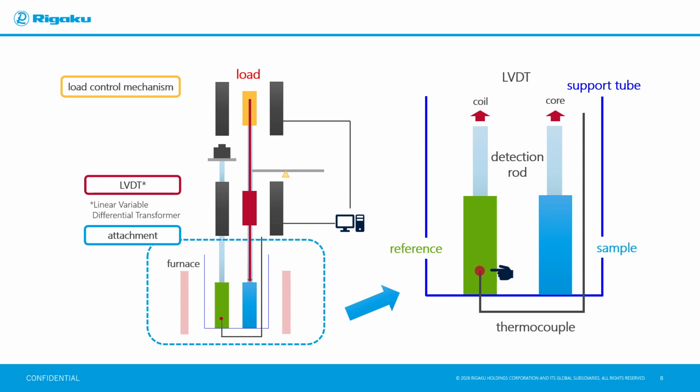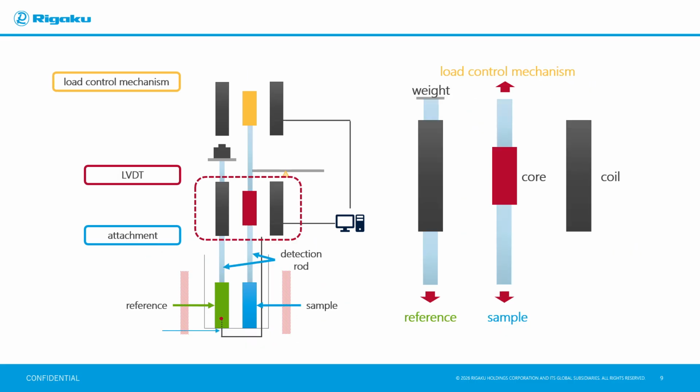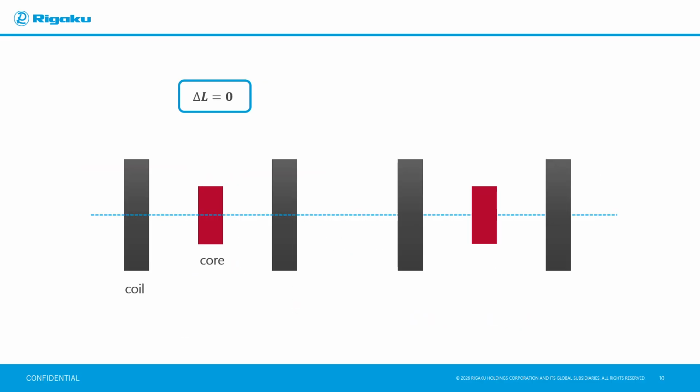Next, we will explain the differential transformer located at the top of the attachment. The differential transformer consists of a core and coil that move independently of each other. The displacement of the core and coil is output as the TMA curve. Let's look at the movement of the differential transformer in detail. The role of the differential transformer is to output changes in the relative position of the core and coil, that is, changes in their length.